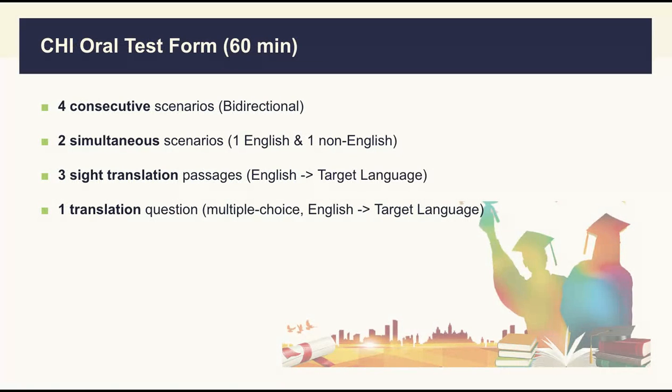The question forms in CCHI are slightly more complicated because apart from the side translation and consecutive interpretation, you have to do 2 short simultaneous interpretation questions and 1 multiple choice question regarding translation. And the duration of the test is also a bit longer, which is 1 hour instead of 45 minutes.